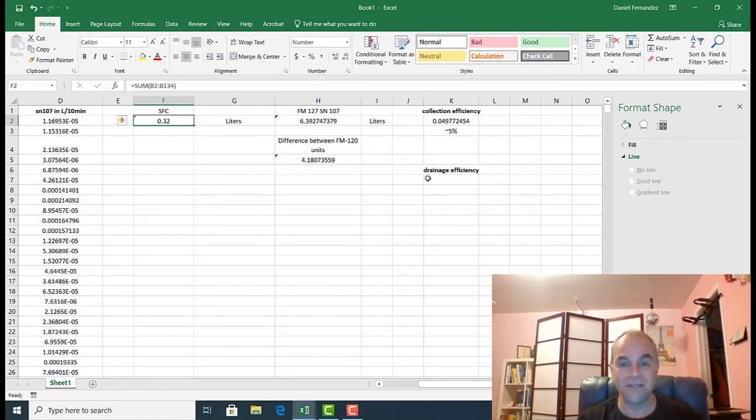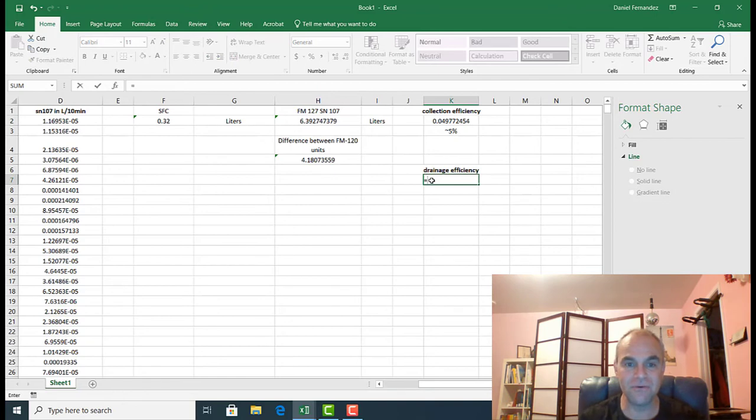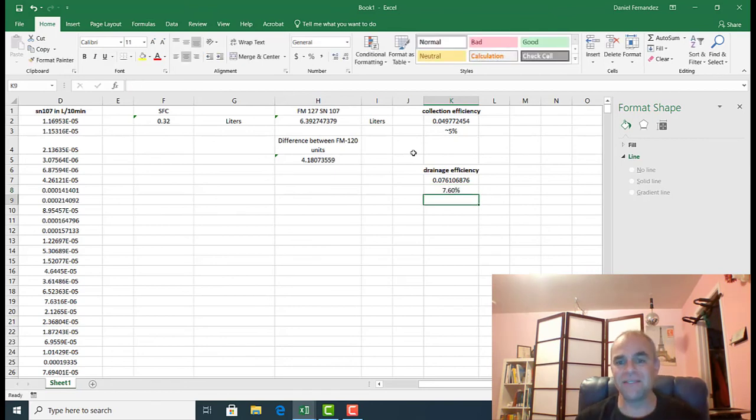That much. So the drainage efficiency is the ratio of the amount of water that it actually collected to the amount that it could have collected. So F2, or the 0.32 liters, divided by 4.18 liters, and that gives me a drainage efficiency of 7.6%, which is pretty bad also. So it's weird. I don't know what happened to all that missing water.